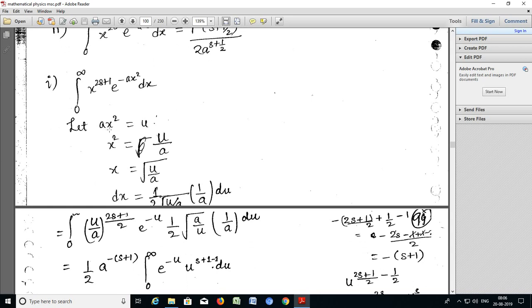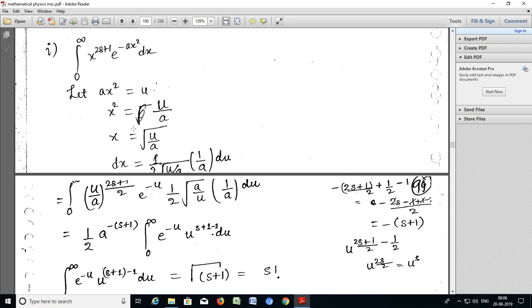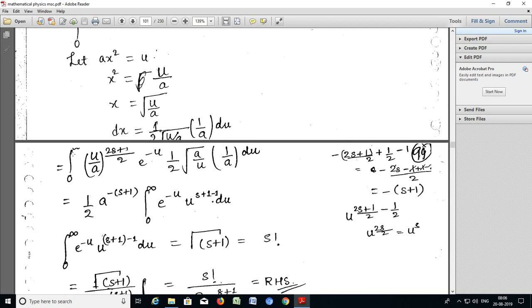Now let us put ax square is equal to u. So x square is equal to u over a, x is equal to root of u by a. Differentiate both sides. dx is equal to 1 over 2 under the root u by a, 1 over u, into du. Now let us put the values in this integral. So you get the integral from 0 to infinity of u over a to the power 2s plus 1 by 2, e to the power minus u, half under root a over u, into 1 over a, into du. Take the constant terms out and combine the terms of u.